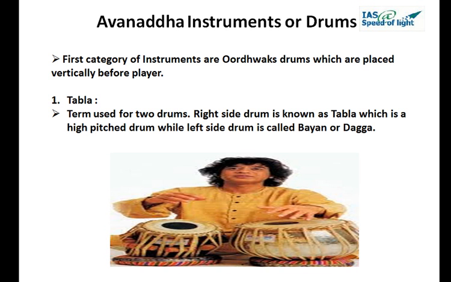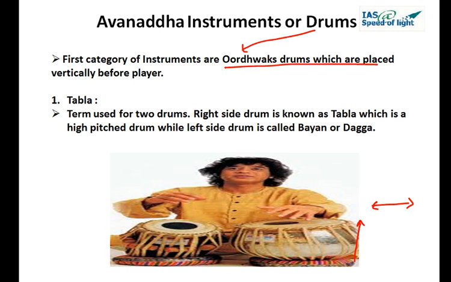The first category of Avanaddha instruments, or drums, is Urdhvakas drums, which are placed vertically before the player. So here you can see tabla, it is placed vertically from the ground, and some will be placed horizontally. So the vertically placed are known as Urdhvakas drums. The first one is tabla.